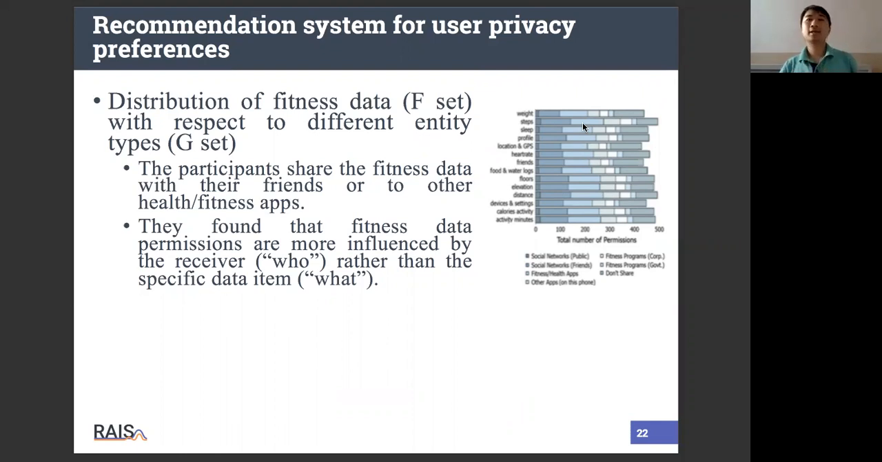This paper found that the user agreed to share if they know who collects this info, rather than the specific data item. For example, we can easily share our data with some well-known companies like Google, Facebook, or Twitter. We find it easy to share this info, but with strangers' names we have not heard before, we do not want that. This is the result in this process.